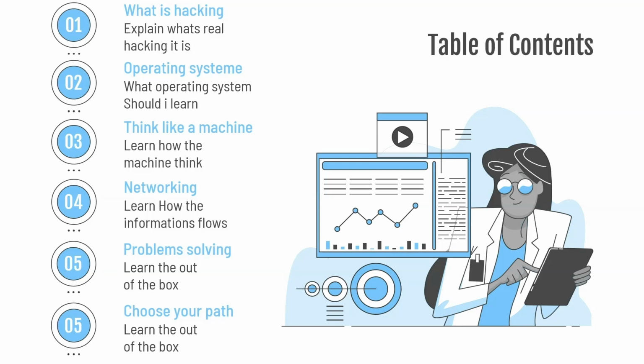We must also learn how to think like a machine. Take some basics about networking and how the internet works. Also, we must have problem solving with the way the machine works. Finally, I will give you 5 paths to choose from in cybersecurity.